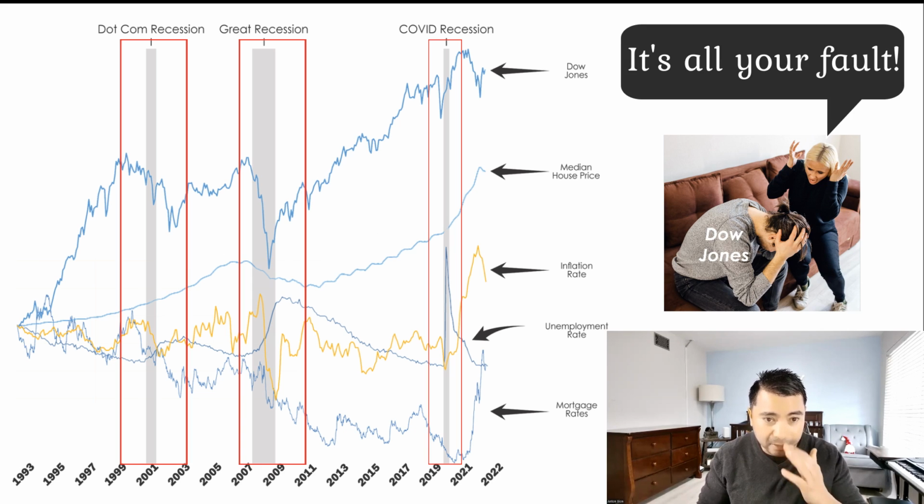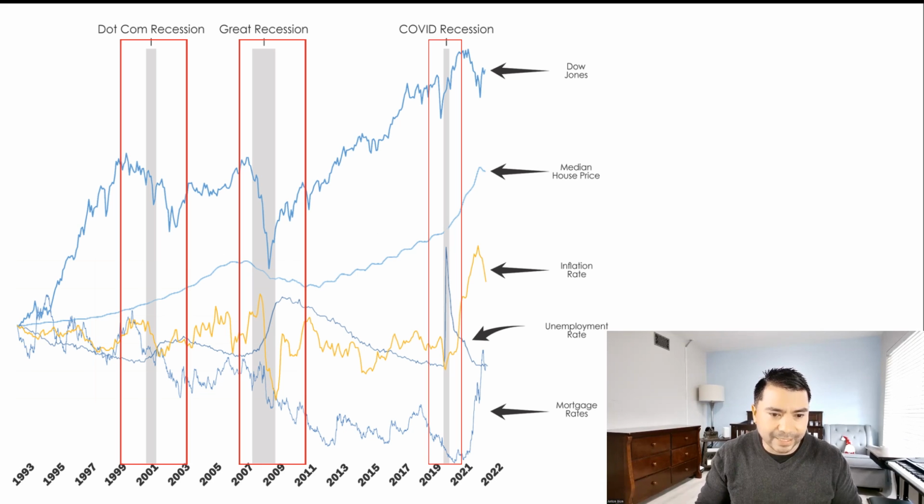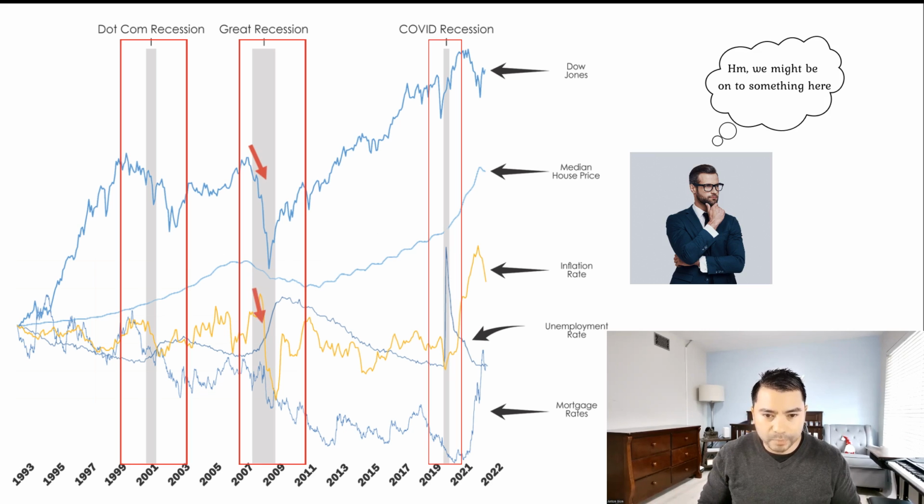Let's have a look at the dot-com era. So when the Dow starts to decrease in 1999, what happens next is the inflation falls with a decrease, the unemployment increases, and then all those are followed by a mortgage decrease. Same thing with the Great Recession in 2007. The Dow decreases. What happens next? Inflation decreases, unemployment increases, subsequently, mortgage rates decrease.